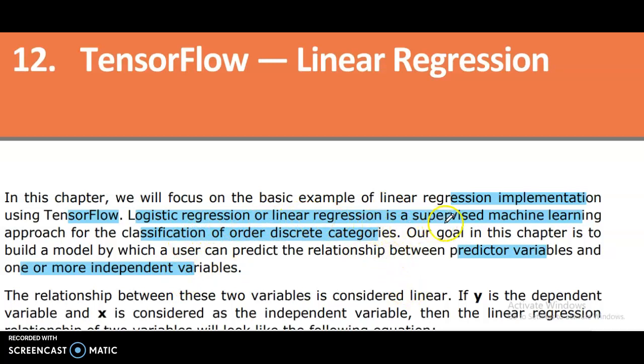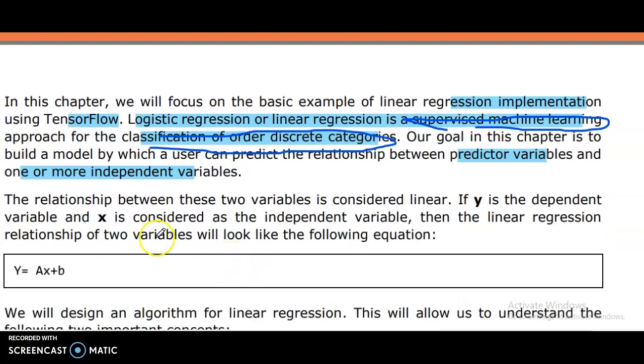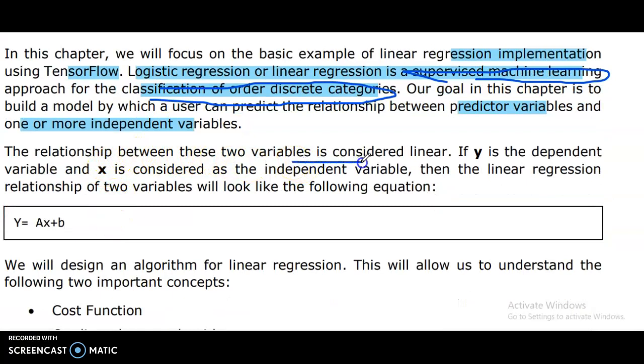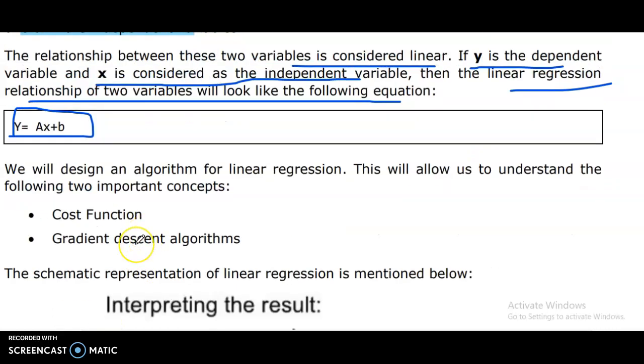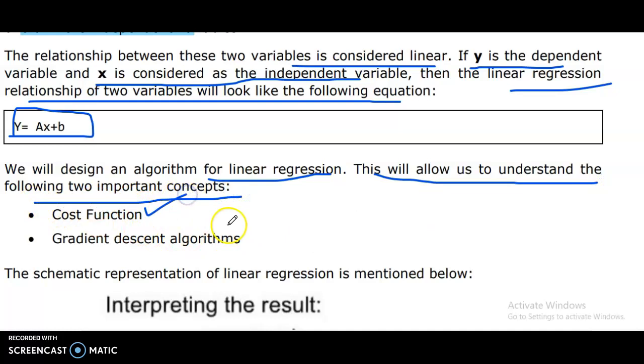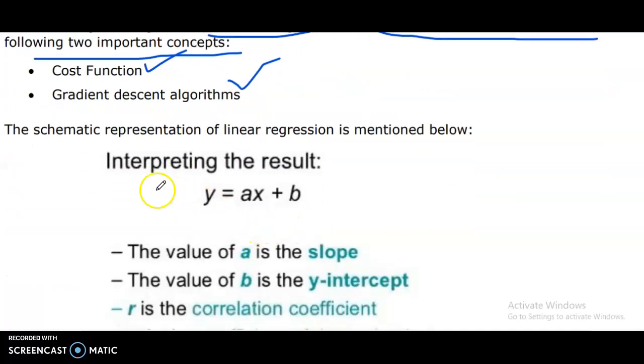Linear regression is a supervised machine learning approach for classification of ordered discrete categories. The relationship between these two variables is considered linear if y is the dependent variable and x is the independent variable. Then the linear regression relationship of the two variables looks like the following equation: y = ax + b. We will design an algorithm for linear regression. This will allow us to understand two important concepts: cost function and gradient descent algorithms. The schematic representation of linear regression is shown below.